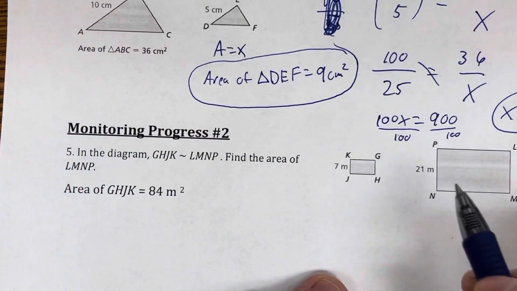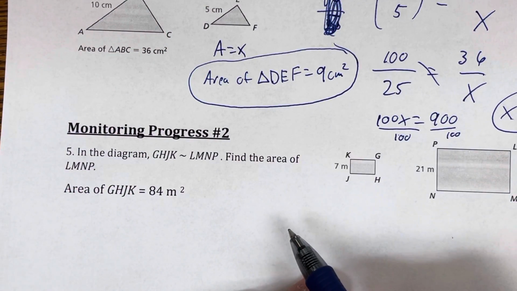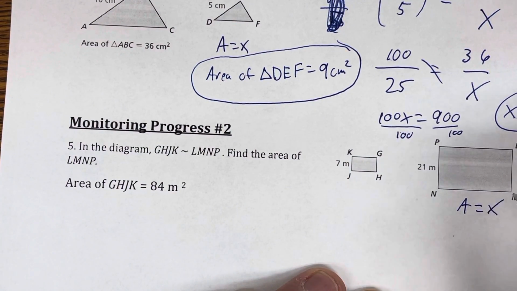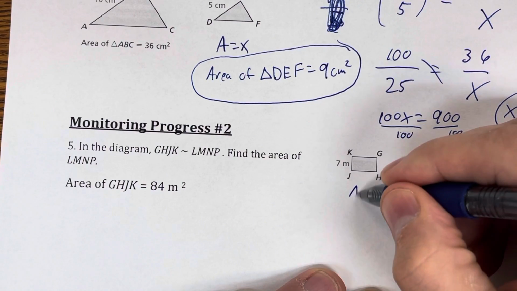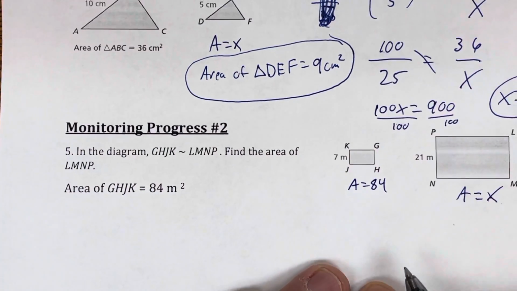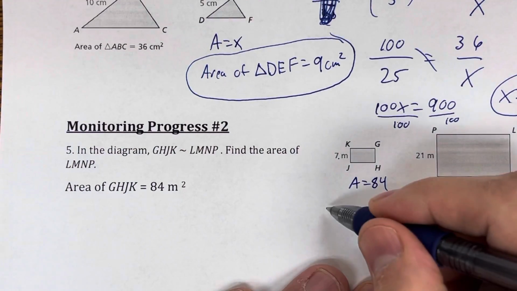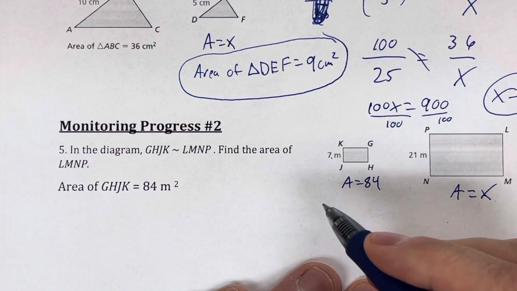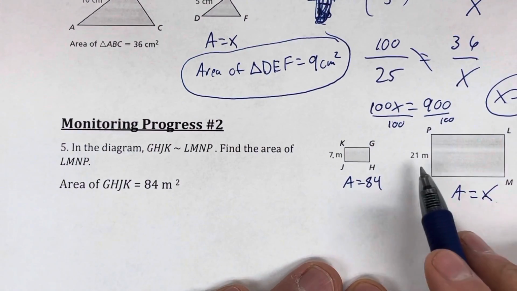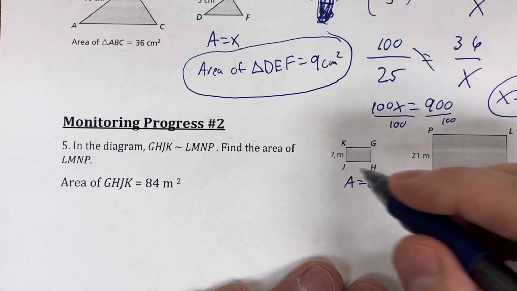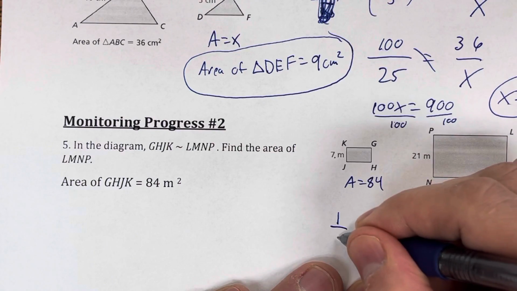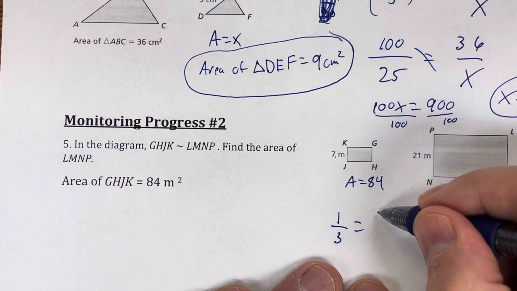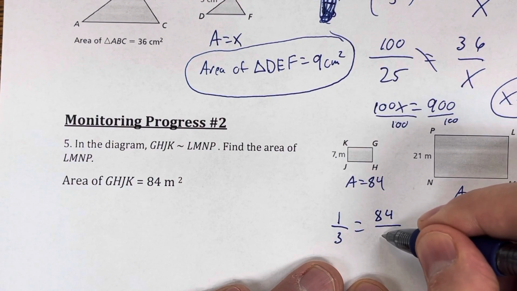Okay. And one more example here of finding the area. So we're supposed to find the area of LMNP. So this is our unknown area equals x. Area of this one is equal to 84. So when I set up the ratio of the sides, 7 over 21, I can reduce that. So I'm going to reduce this right now. 7 over 21 is 1 over 3, and that's equal to 84 over x.